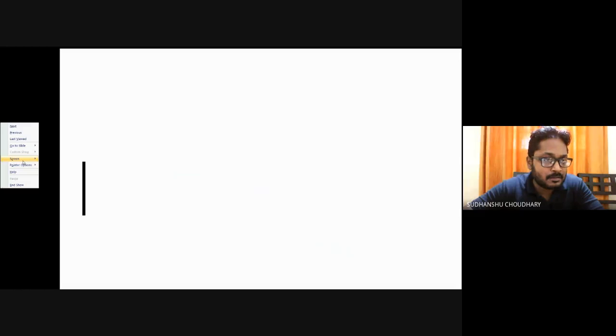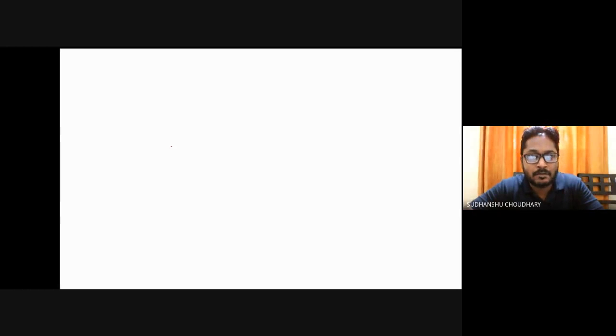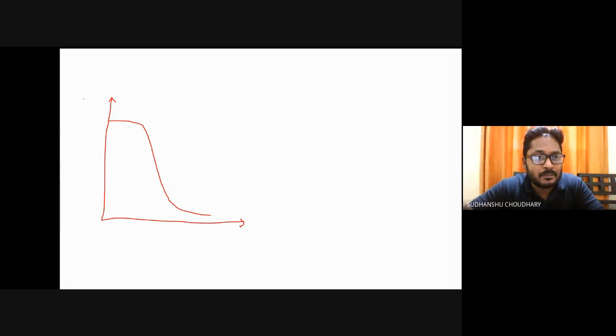So for the noise margin calculation, we locate these points on our VTC. Let me draw the VTC quickly once again. This kind of VTC we had seen earlier, that is the voltage transfer characteristics of the inverter, where on the y-axis you had Vout, and on the x-axis you had Vin.